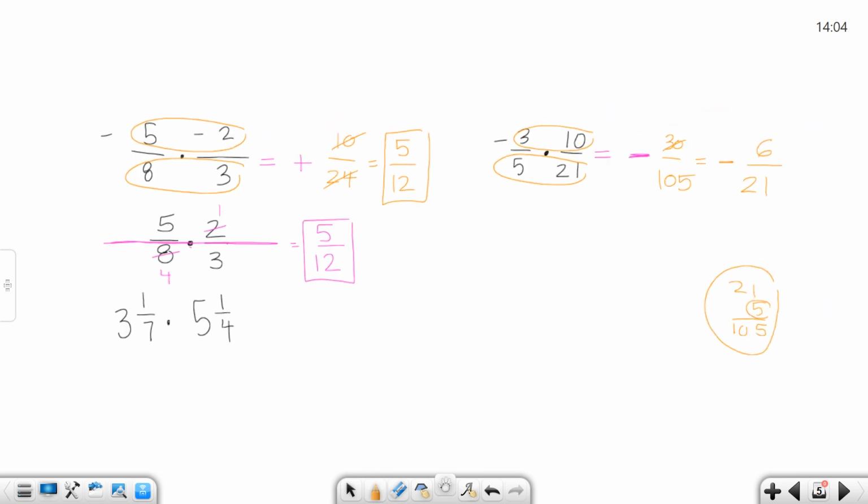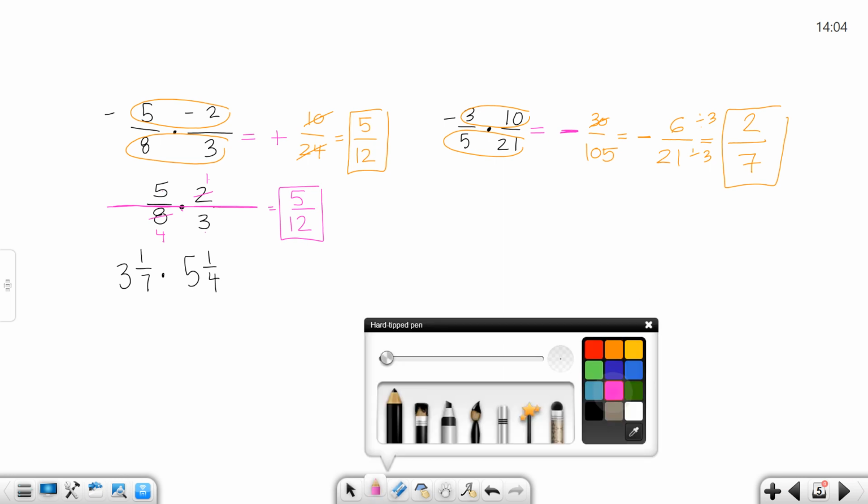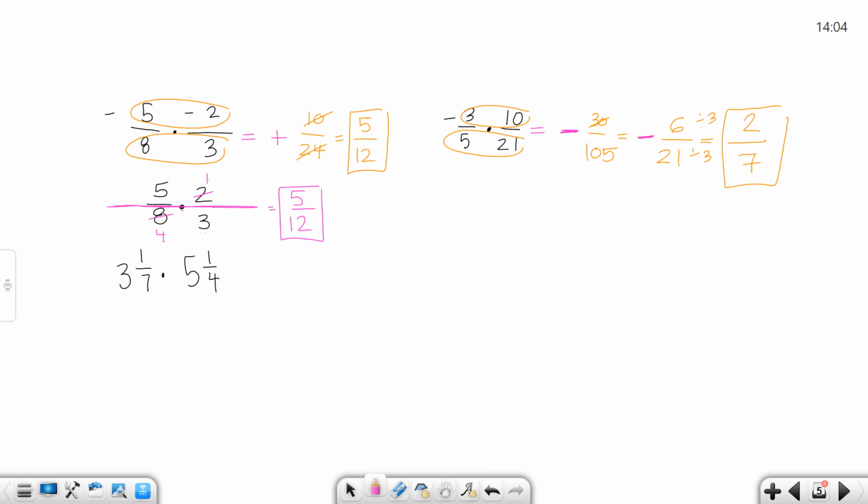Now, if I keep looking at that, I realize that it's going to reduce one more time as well, because 6 and 21 share a common factor, 3. So I can divide this one by 3, and I can divide this one by 3. And that's going to give me a 2/7. Now that one was a little tougher. But remember what I just did. I didn't keep my negative. So remember, it's a negative answer. Don't forget that it's negative. Go ahead and write the negative in the blank, in fact.